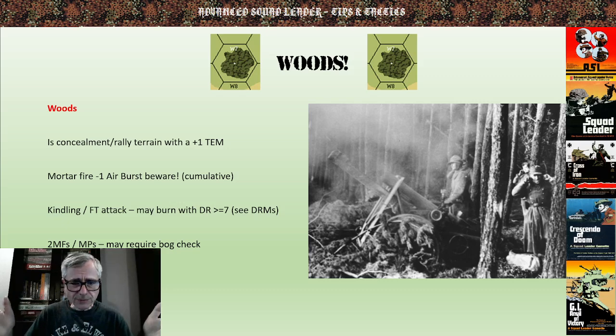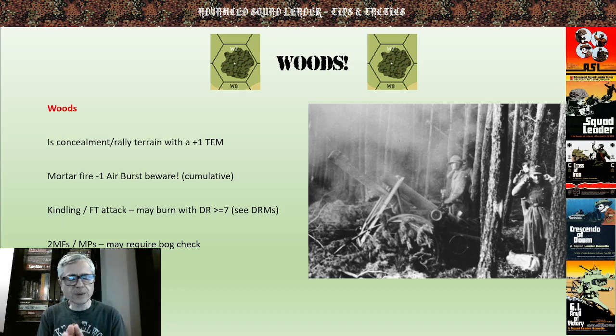Woods. Woods is probably omnipresent, and the first woods board that was ever published was board number 5, with the advent of Crescendo of Doom here. That was one game that featured one board, and it has survived since then. If you're dealing with the Eastern Front partisans, board 5 is probably going to be part of the gameplay. So woods is important. What you need to know about woods is that it is concealment terrain.